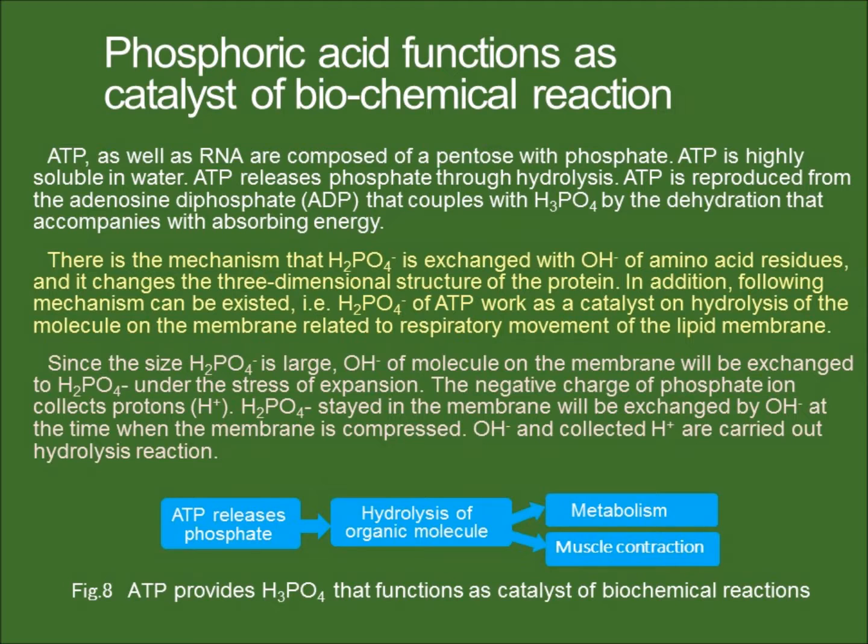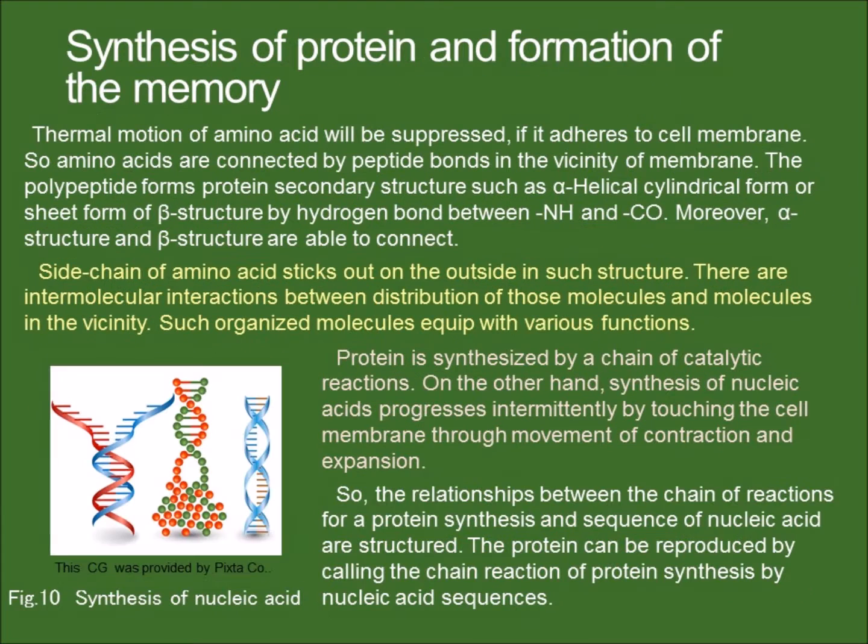H2PO4 ion of adenosine triphosphate works as a catalyst on hydrolysis of the molecule on the membrane related to respiratory movement of the lipid membrane. Since the size of the H2PO4 ion is large, OH ion of a molecule on the membrane will be exchanged to H2PO4 ion under the stress of expansion. The negative charge of phosphate ion collects protons. H2PO4 ion in the membrane will be exchanged by OH ion at the time when the membrane is compressed. OH ion and collected proton H undergo a hydrolysis reaction.